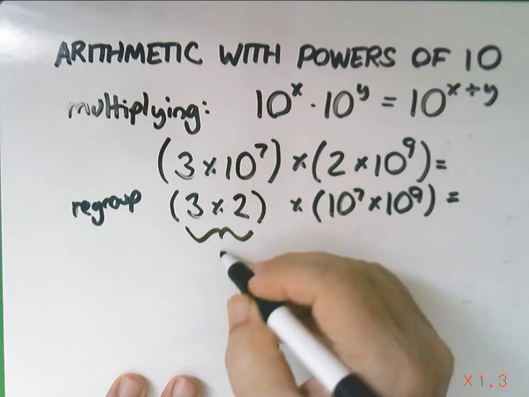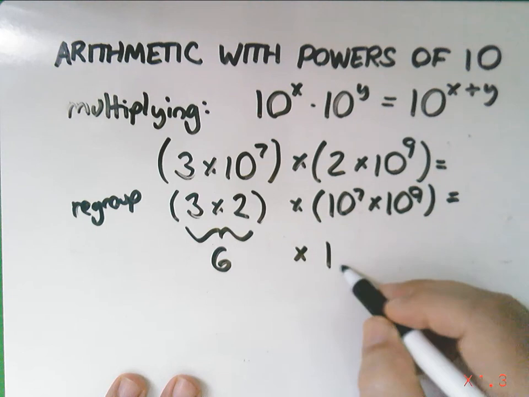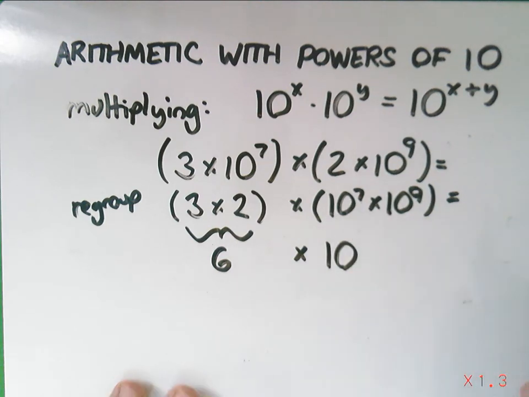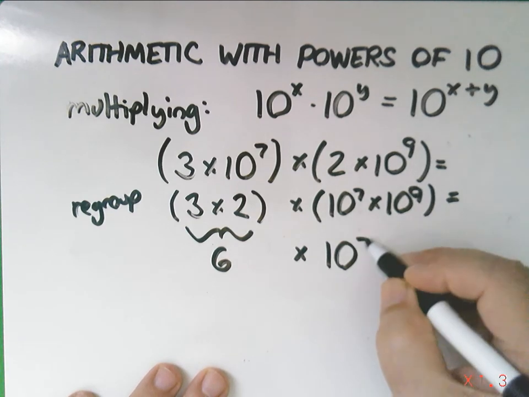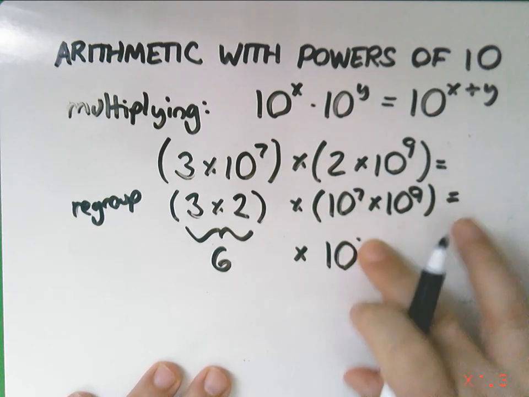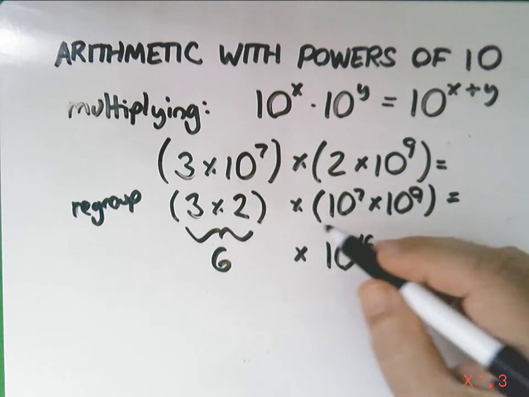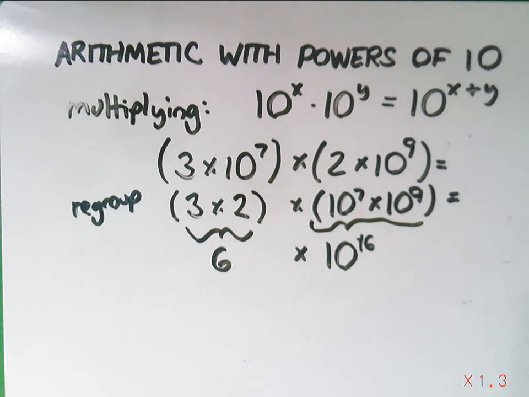This looks like it's going to be 6, right? And then what's this going to be? 10 to the, now you're multiplying those, so you're just to add the exponents up. 10 to the 7 plus 9, which is 10 to the 16, right? So I did that all in my head. I didn't have to pick up my calculator. Practice that as much as you can. Try to get comfortable with that.